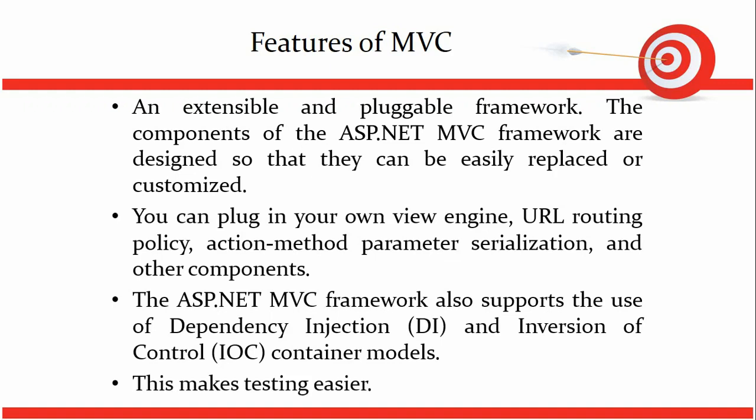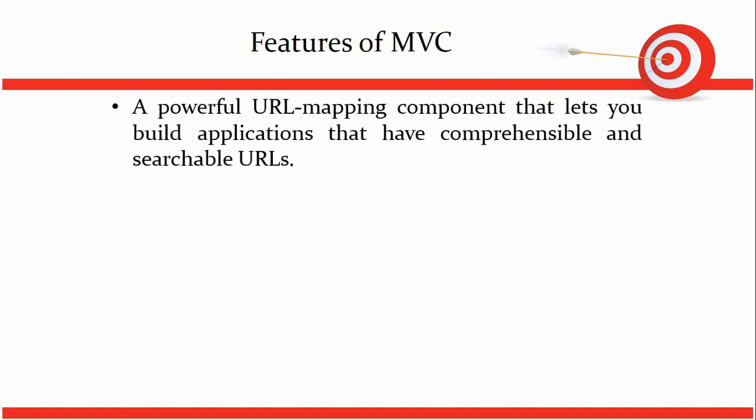This makes testing easier. That's the ultimate target here. It's a powerful URL mapping component that allows you to build applications that have comprehensible and searchable URLs. I'll give you an example in the slide itself today, but remember this, your URLs. Sometimes Google's URLs are the best to understand. If you search a Google URL, you'll see that almost everything required for the application is already there in the URL. It will be so neat, you will not be able to find out what technology they have used, but rather you will get the input and the output easily through that.